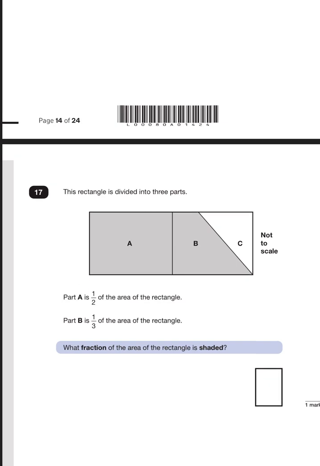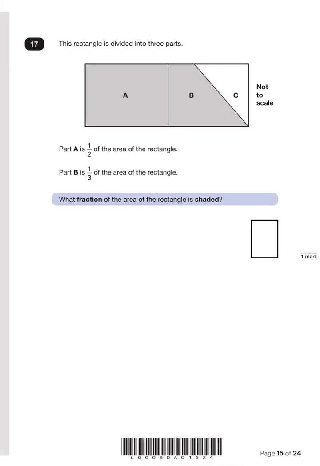Number 17. This rectangle is divided into 3 parts, A, B, C. Part A is half of the area of the rectangle. Part B is a third of the area of the rectangle. What fraction of the area of the rectangle is shaded? A and B are shaded, and A is a half, B is a third. So what fraction is shaded?